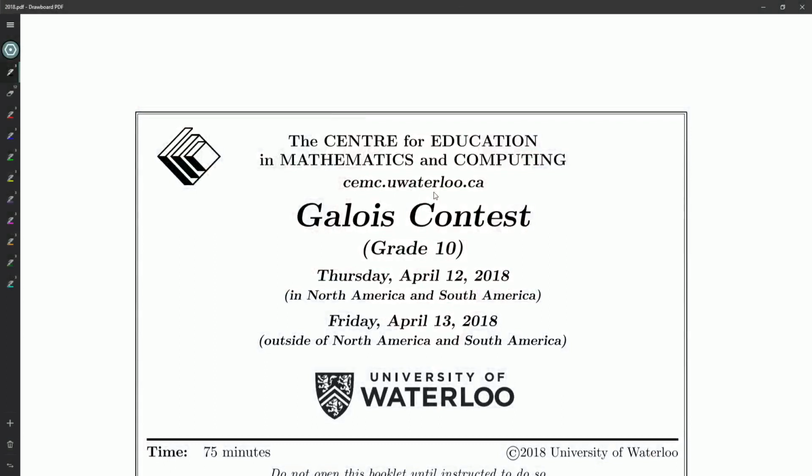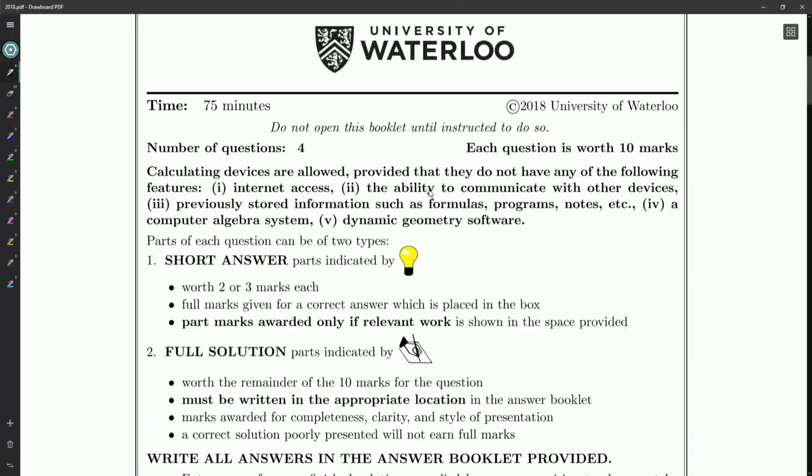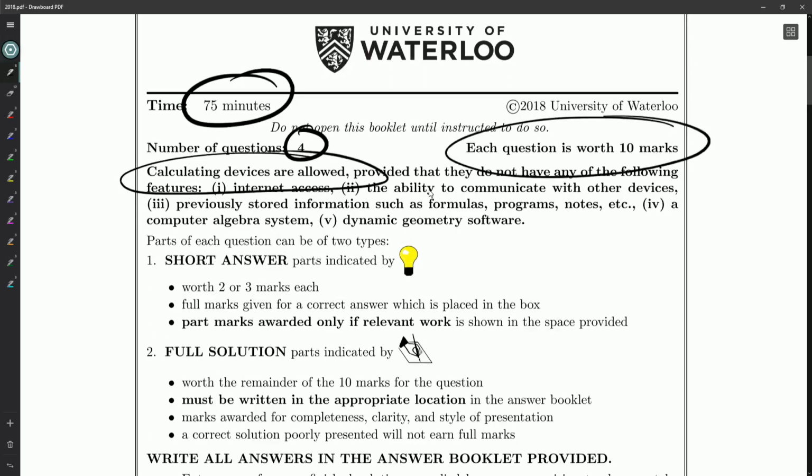So, as I say, grade 10 paper, it's the Galois, and it's the 2018 paper. I'll let you read the instructions here. If you're writing an upcoming contest, it's always a good idea to understand the instructions. Are calculators allowed? What are the time limits? These are important things. So, there's the time limit. That tells me about calculators. That tells me the number of questions. And the mark breakdown. If we're trying to maximize our score and do well, we do want to be keeping an eye on the marks.